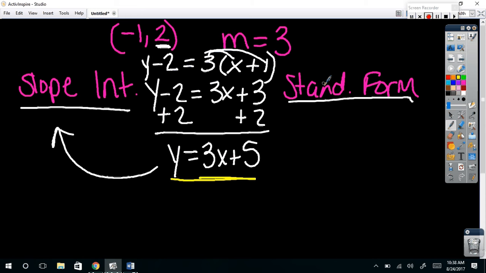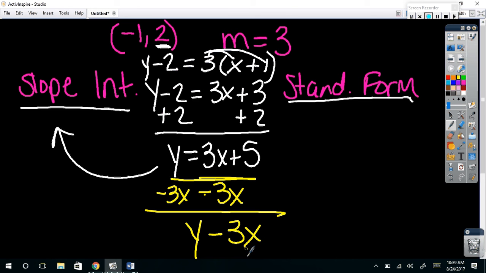Would you minus the 3x? Absolutely. You're absolutely right. Did y'all hear what he said? Minus 3x. Move the 3x, because we know in standard form the x and the y are together on the same side. So if I move this over, I end up with y minus 3x equals 5. Now it's in standard form.